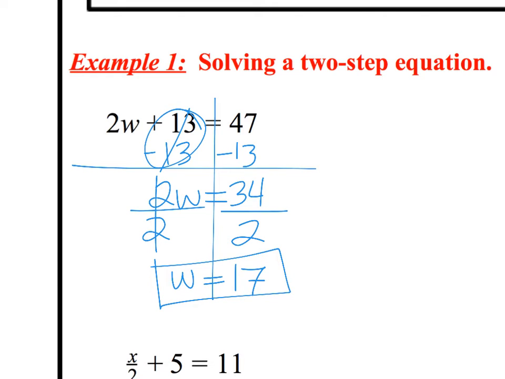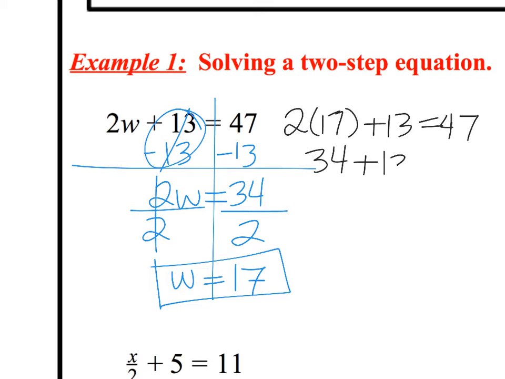This is the one and only time I'm going to check my work today because I'm trying to save some time. Remember, you don't have to ask me if it's right. You should know right away. You can plug back in and check your work. 2 times 17 plus 13 should be equal to 47. 2 times 17 is 34. If I add up the left side, I get 47. So did I do it right? Yes. You should know right away. Don't need to ask me.